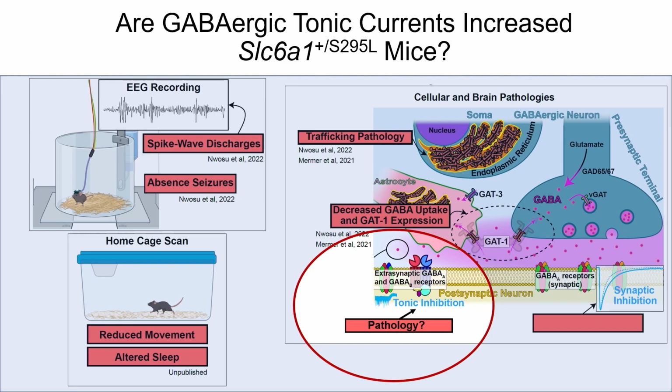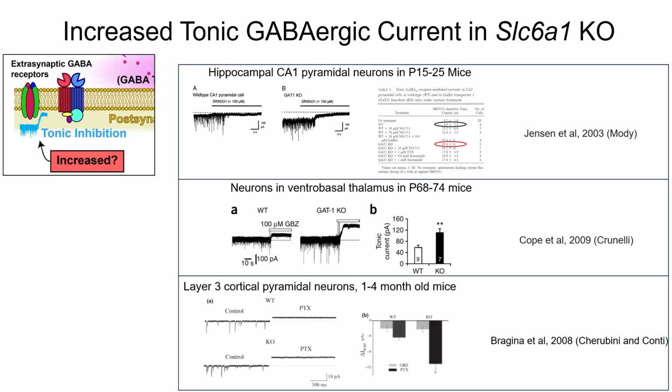Another aspect I wanted to look at was tonic inhibition. I think we've talked a lot about it today and how there's this big hypothesis that it's a significant component of pathology in these mice. And this comes, for instance, from studies in a knockout animal where GAT1 is knocked out, in multiple brain regions: in hippocampus, in ventrobasal thalamus, and in cortex. And these are just some of the studies. There might be a few more.